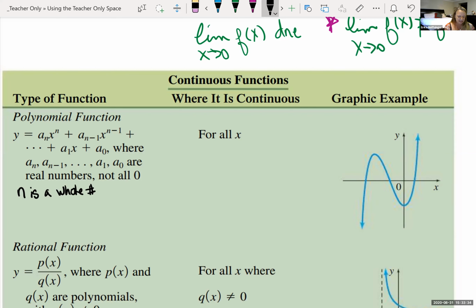The other thing that this is saying is that all of our exponents on the variable are going to be positive, and we're not going to have any fractions. And so that's what it means to be a polynomial function. And so for a polynomial function, where is it continuous? We're never going to have a problem with a polynomial function. They're always continuous. They're always smooth and continuous curves. And this is just an example of what a graph might look like.